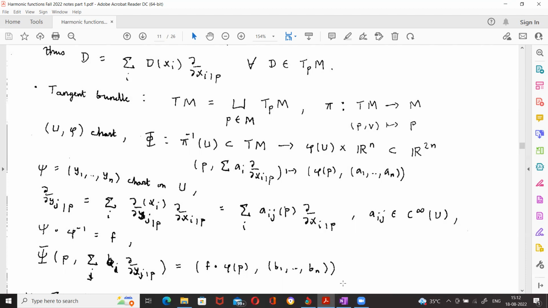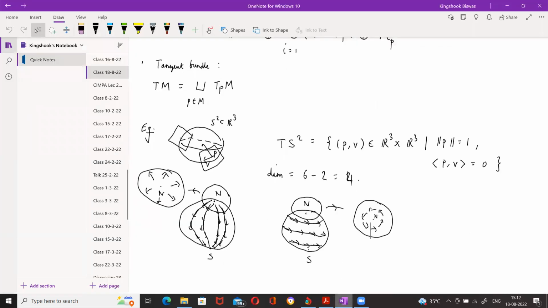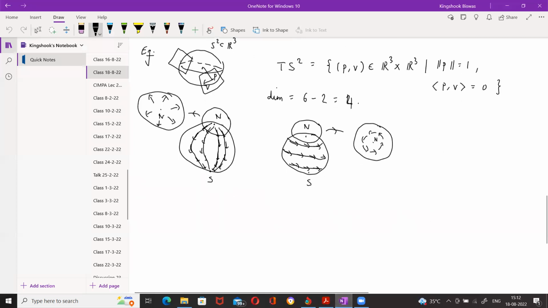I have X going from the manifold, so a subset of the manifold, to this subset of the tangent bundle, pi inverse U in TN. And here I have my chart capital Phi, which is mapping into R^n cross R^n.